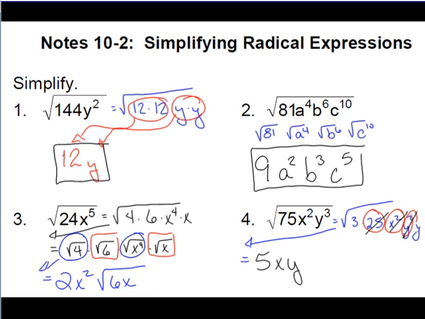Nothing else can come outside of my radical. So the 3 stays in, and I have a y to the 1st power left in. And at this point, we would be done with that.